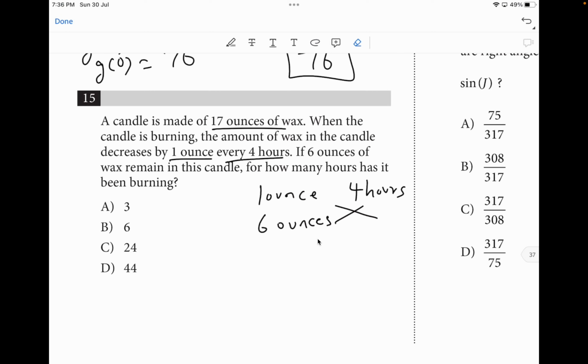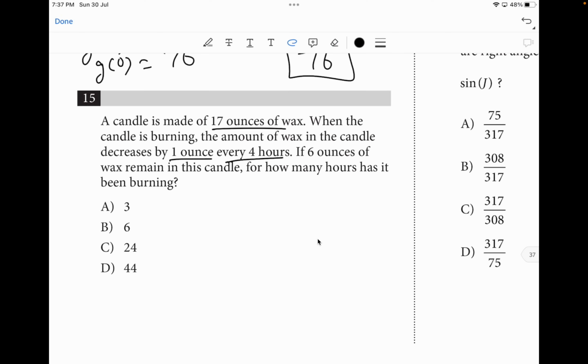Actually, we're going to be using this approach. We have to use a better approach in this case. Okay, this is an inaccurate version of it. Okay, sorry guys. So it's given to us that the candle starts with 17 ounces of wax, and it has 6 ounces of wax remaining after a period of time has passed. So what we're going to be doing is the correct way.